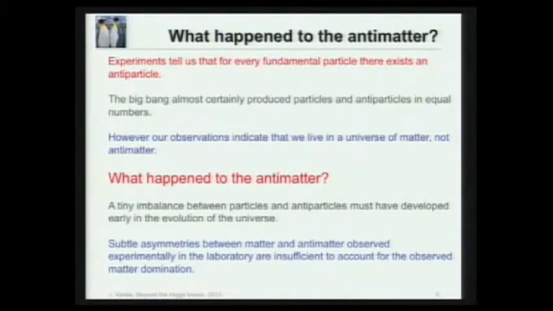So there are subtle asymmetries between matter and antimatter that were observed experimentally. In some processes, we see different probabilities, if you want, of producing matter and antimatter. This is known technically by the name of CP violation. This CP violation, however, is insufficient to account for the observed matter domination. So quantitatively, it doesn't work very well.